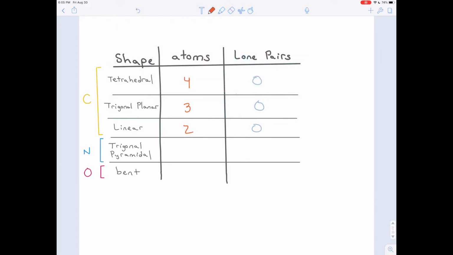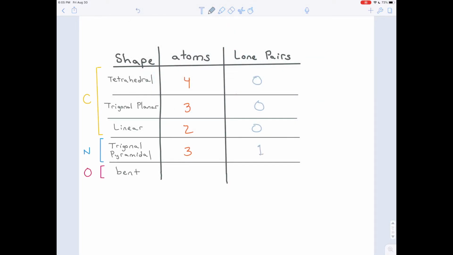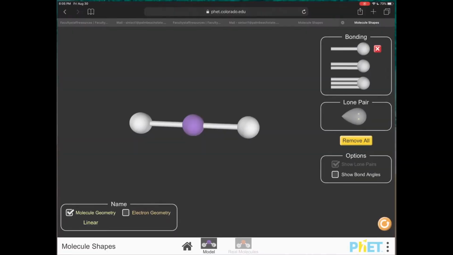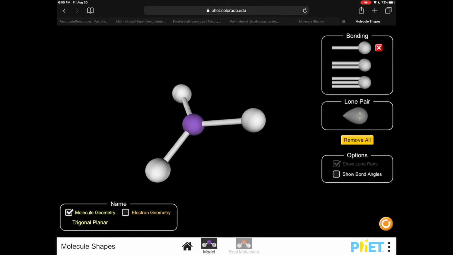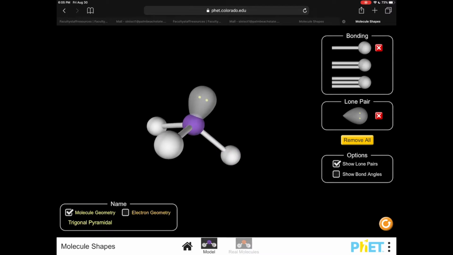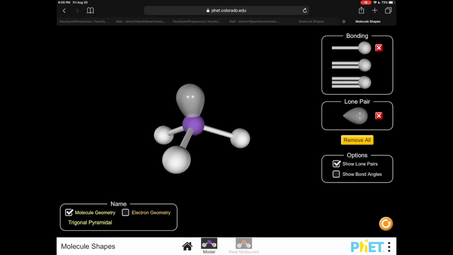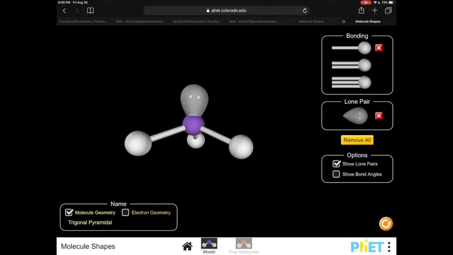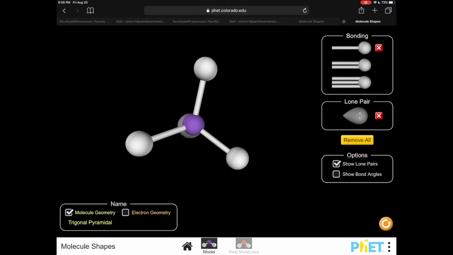Another one is if you have 3 atoms pushing against each other and 1 lone pair, you get this shape called Trigonal Pyramidal. Nitrogen tends to form that shape. So that would look like, so we have 3 atoms, here's 1, 2, 3 pushing against each other, and 1 lone pair. If you look at it from the side, it sort of looks like a pyramid. And the base of the pyramid looks like a triangle.